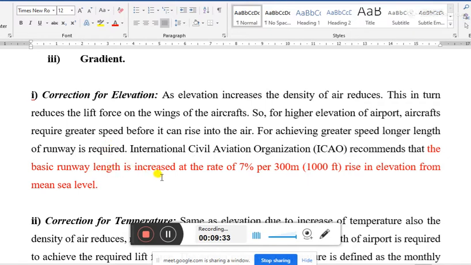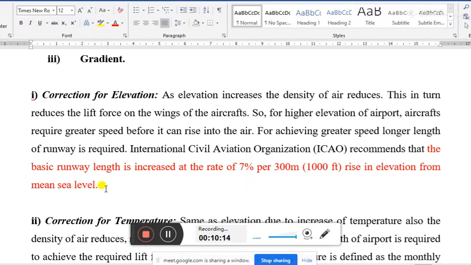And that formula or equation is that for increase of 300 meter from elevation, from mean sea level, that is from zero mean sea level, that means zero elevation, for each increment of 300 meter you have to increase 7% on the basic runway length. That means if the basic runway length is x, then you have to increase 7% on x for per 300 meter of rise in elevation.